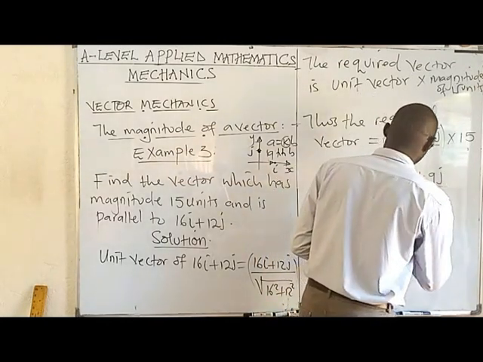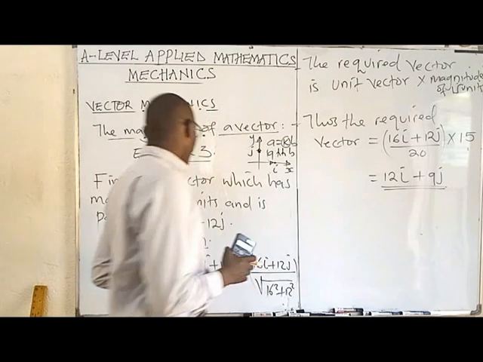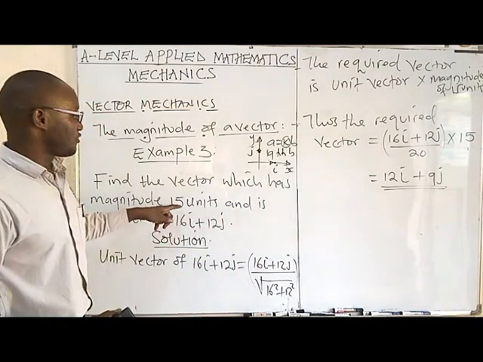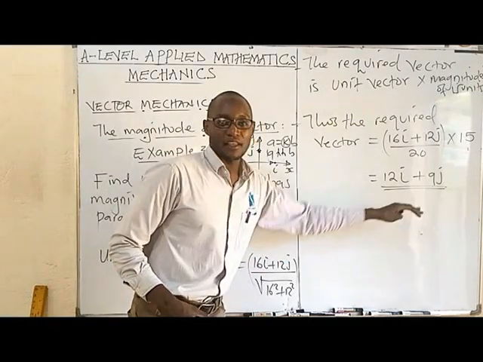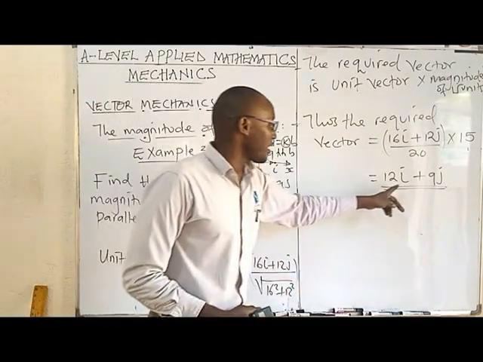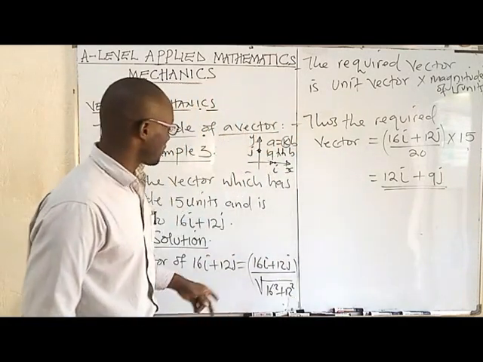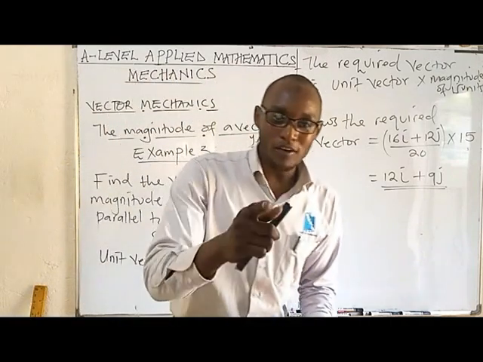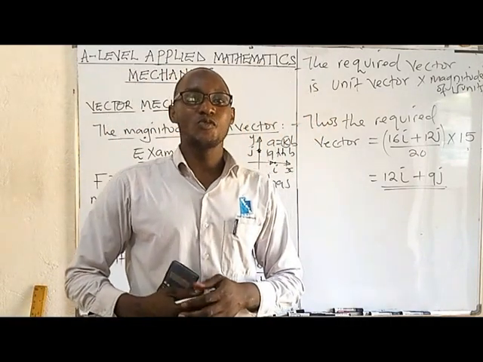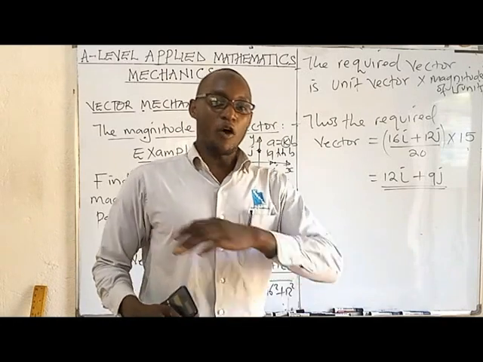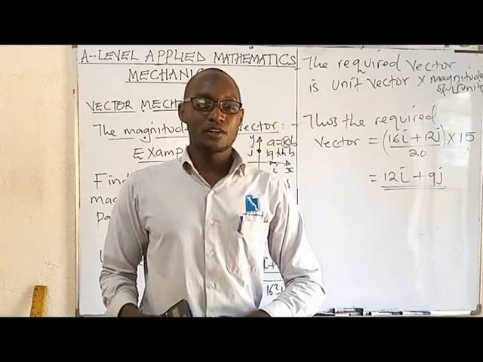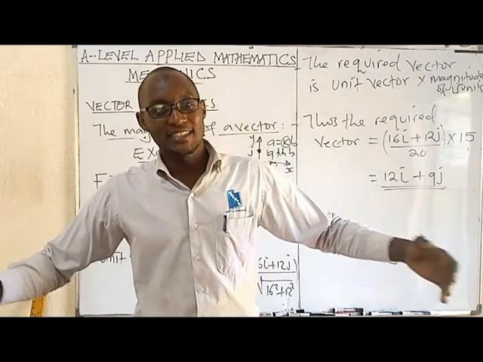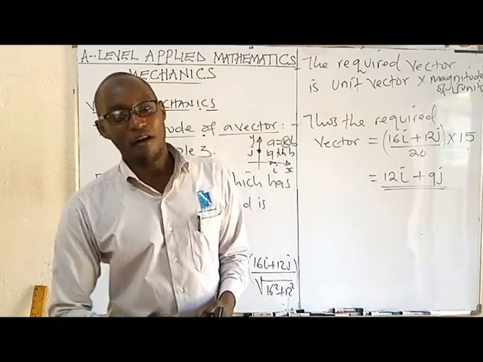So the required vector, which is going to be parallel to 16i plus 12j, with the magnitude 15, is this vector. If we remove the magnitude 15, then what we are going to remain with is a unity vector. And always a unity vector is the only parallel vector to a given vector. We can only increase its magnitude. We increase the magnitude of the unity vector to remain parallel, but again in a larger format. Hope people have understood me there.